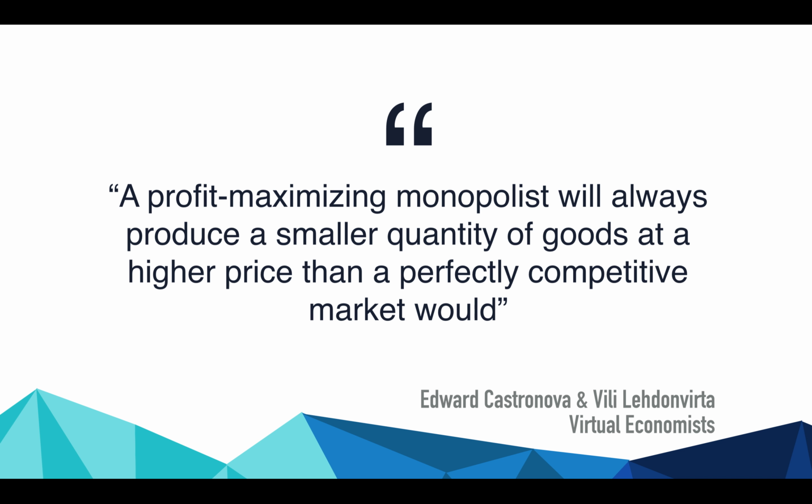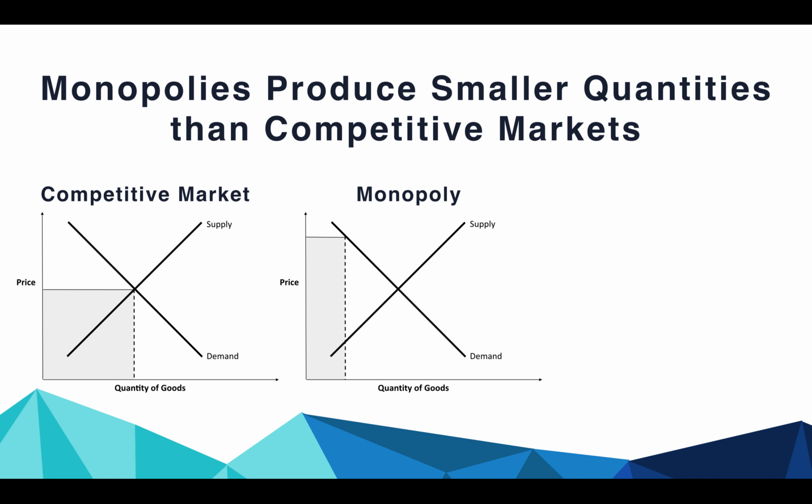So, what is a monopolistic strategy? Well, we can look at what happens when a monopoly enters a new market with the goal of returning a high profit. They will always produce a smaller quantity of goods, which is artificial scarcity, at a higher price than a perfectly competitive market would. So what does that look like in practical terms?